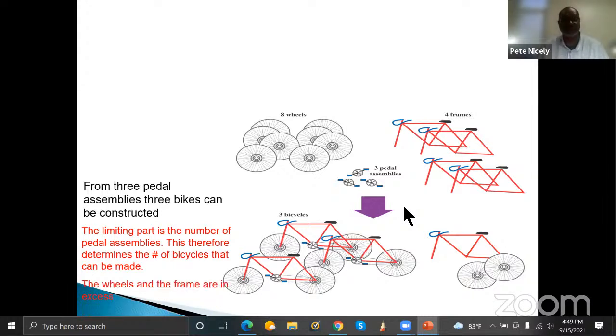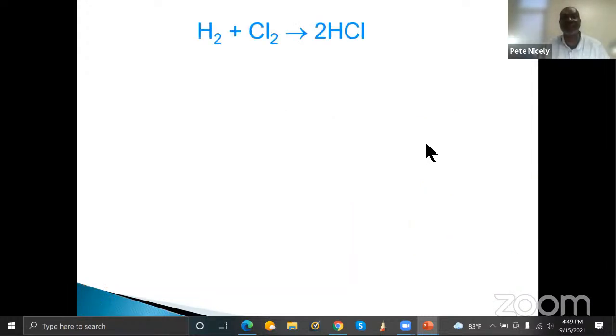Okay, so let's look at an actual chemistry example. So let's look at this reaction here. The reaction between hydrogen and chlorine to form hydrogen chloride, right? So as we can see in this equation, the mole ratio is given by the coefficients, of course, which is 1 to 1 to 2, respectively, between hydrogen, chlorine and hydrogen chloride, all right? So we can use these models to represent what is happening in this chemical reaction.